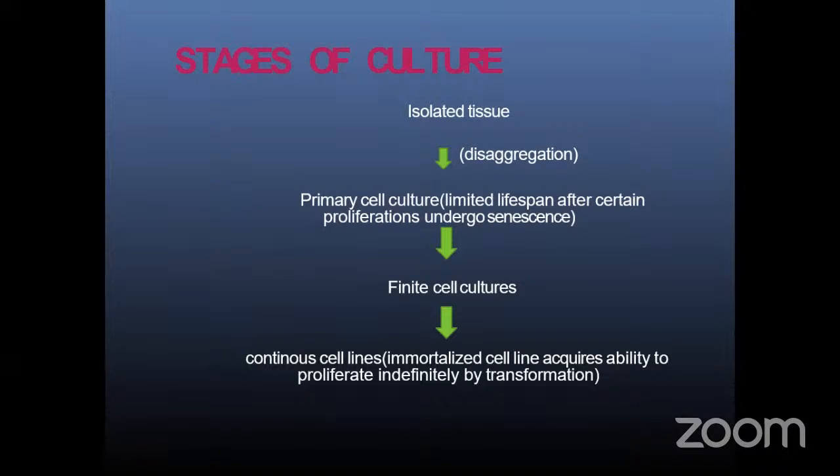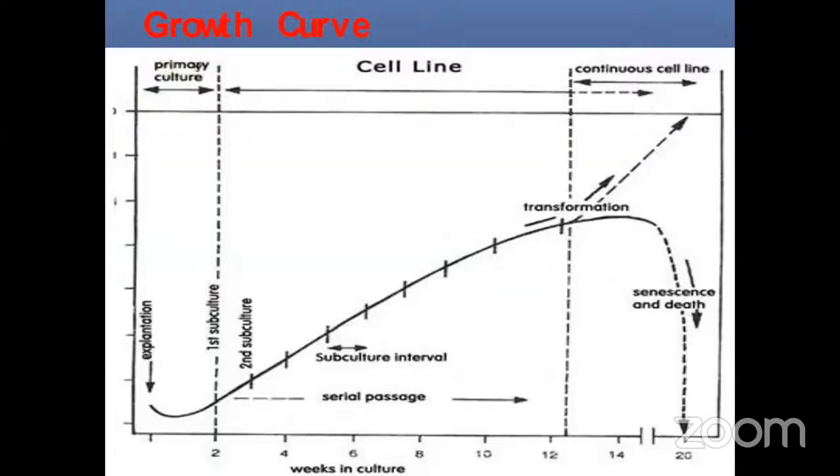And that may continue for many more years to go, right? So they become continuous cell lines. So this is the definition. You have to remember what primary cell cultures, finite cell cultures, and continuous cell cultures are. So this is the growth curve of the cell culture. Whatever I have explained, this is in a graphical manner.